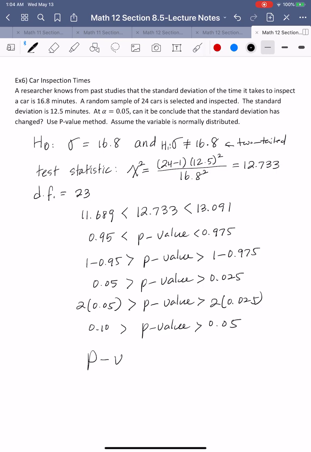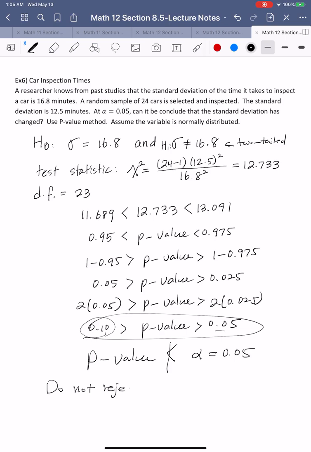Now we need to compare with alpha. This is the p-value range. Is it less than alpha, which is 0.05? The smallest we can get is 0.05, right? So no, it's not. It could be greater than 0.05, right? So we do not reject the null hypothesis. Sorry. Which means there's not enough evidence to support the claim. All right. Thank you for listening.